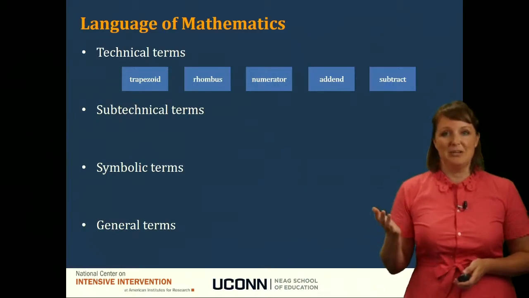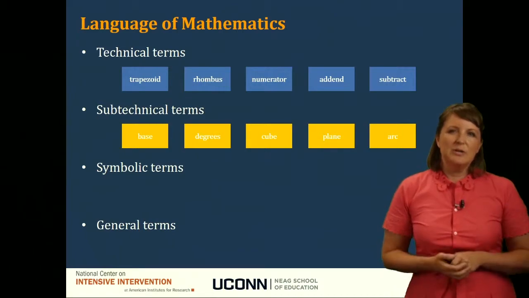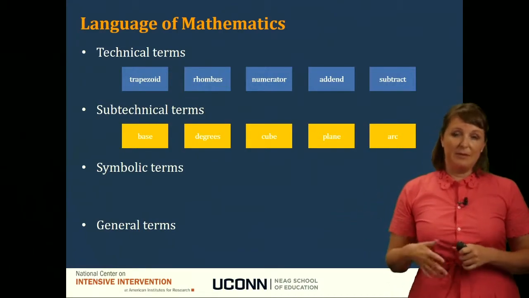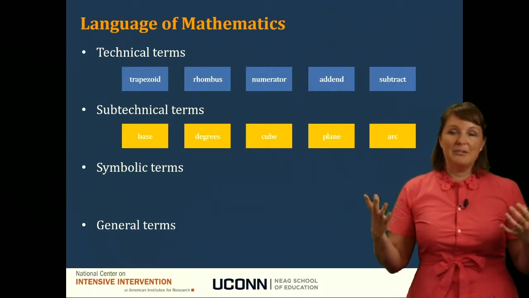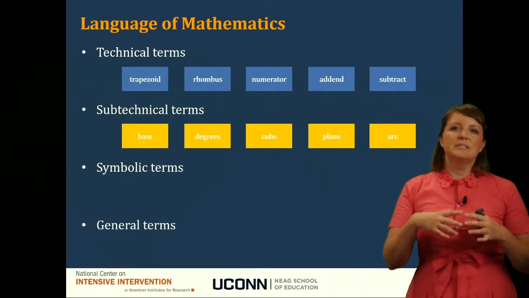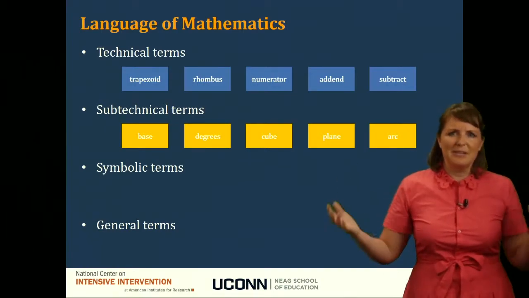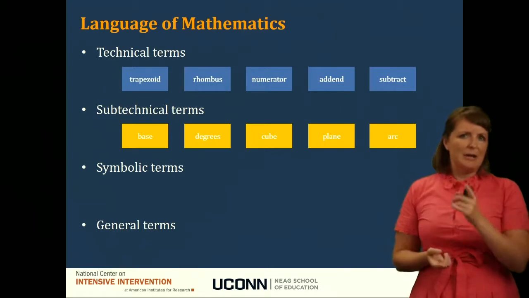We have subtechnical terms. These are terms that have 2 meanings. So here are some examples. Base, I already talked about that one. Degrees, let's think about degrees. So I could think about temperature degrees. I could think about degrees that I earn from school. I think there's another type of degrees. I can't even think about it right now, but I bet you can.